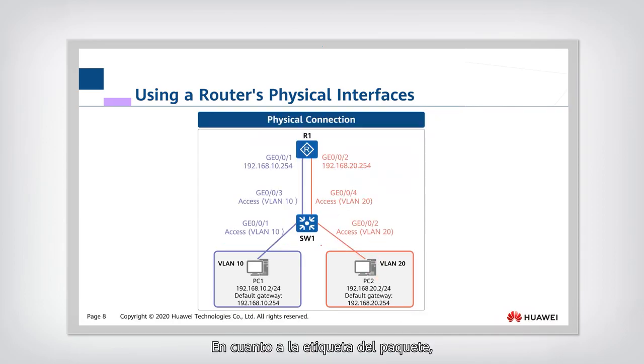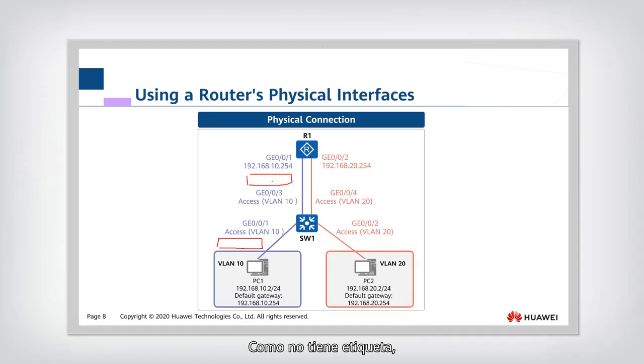About the tag of the packet: when the packet comes from this PC, it has no tag, right? And then when it goes into the switch, it will have a tag. And when it goes out from this interface, it still has no tag, right?